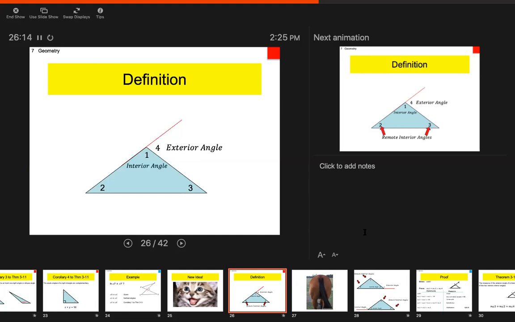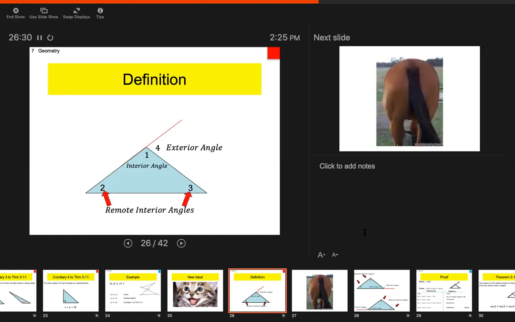We're going to give 2 and 3 special names. They're the ones that are opposite the interior angle 1. Opposite interior angle. That would be a good name. They didn't use that. Open interior. What? Open interior. That would be okay. They call them the remote interior angles.